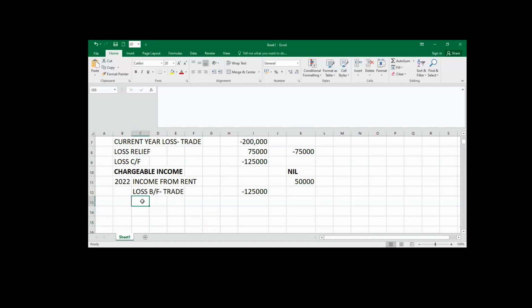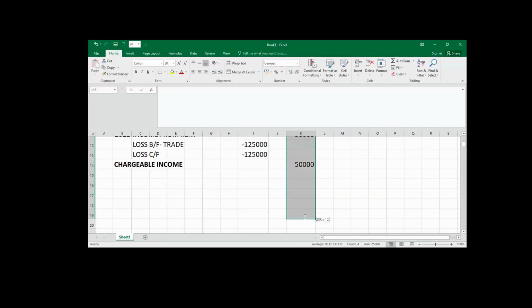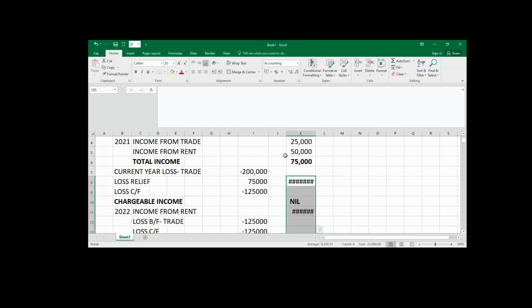So that means loss relief, nothing will be relieved. So this entire amount will be loss carried forward to the next period as the same 125,000. Chargeable income now will give us 50,000 naira, because it does not have a profit to relieve that loss in that year.